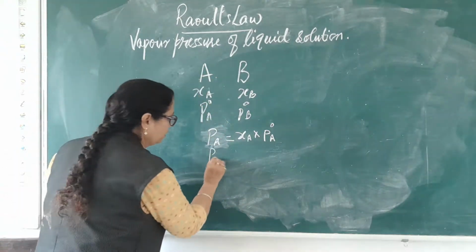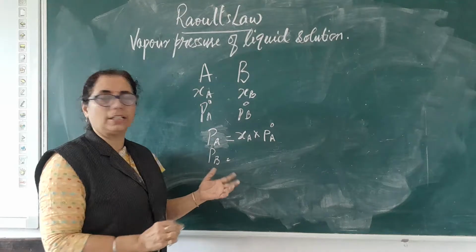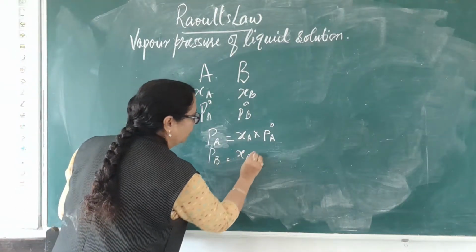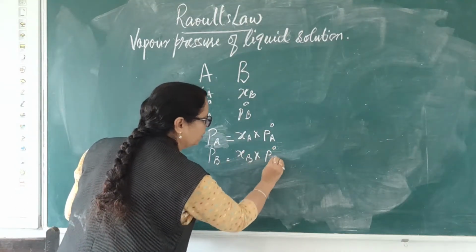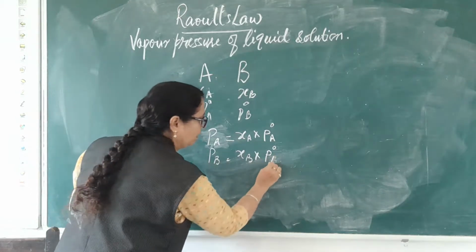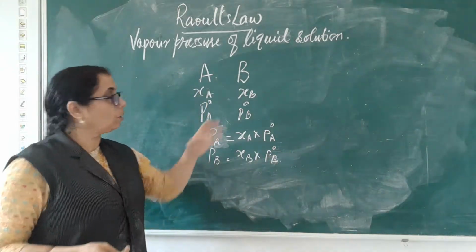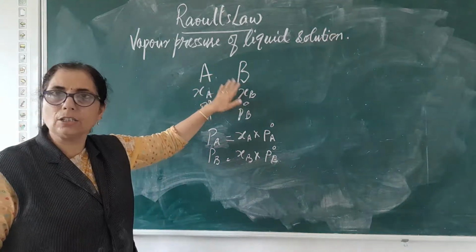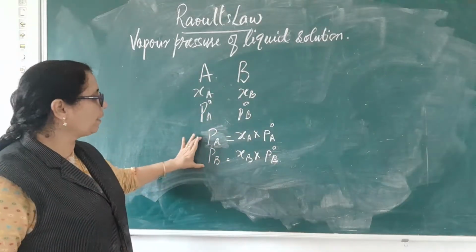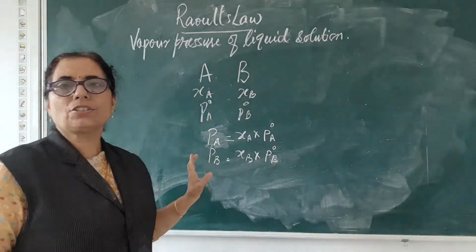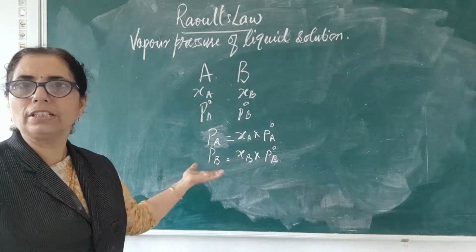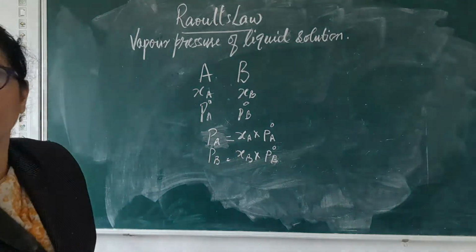Secondly, the pressure exerted by B will be equal to the mole fraction of B times the pressure exerted by that particular solvent, that is B. Okay, in this way, this formula defines Raoult's law.